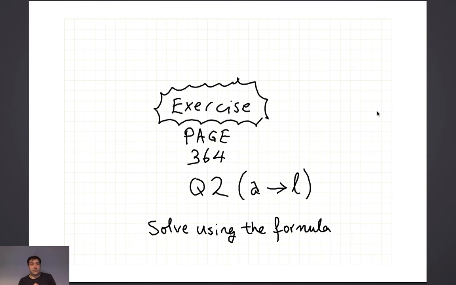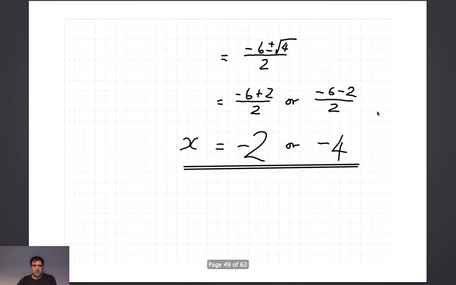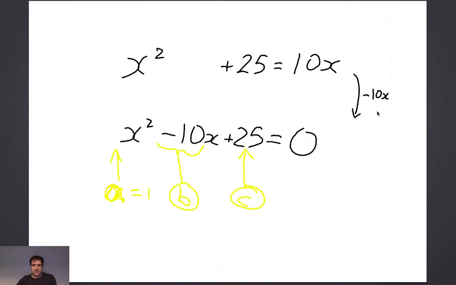So then we did some exercises from the book, page 364, question 2, A to L, which I asked you to solve using the formula, irrespective of any other instructions about how to do it in the book. Went through a few examples in class. So, yeah, there's one. Pause screen if you want to look at any of these. A little bit roughly drawn, but there you go.